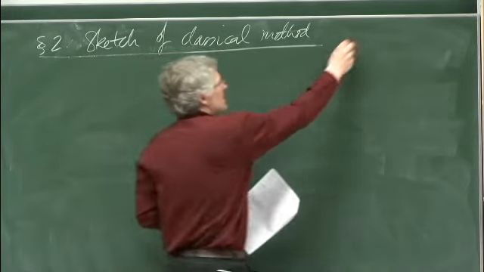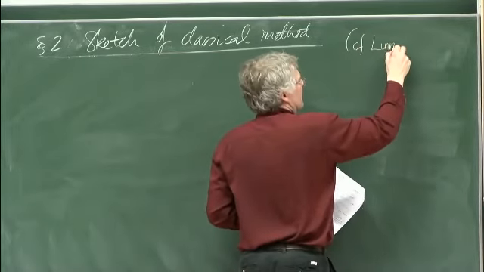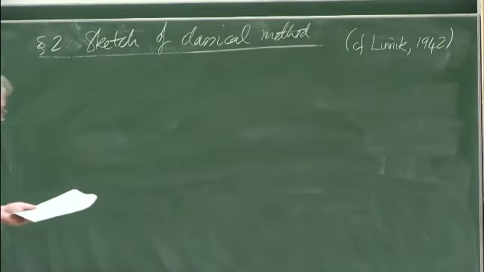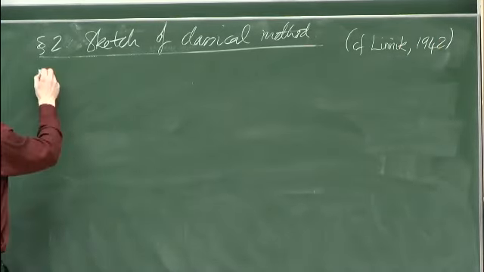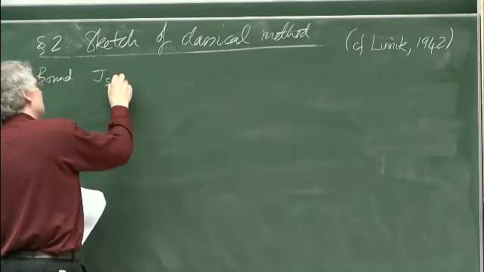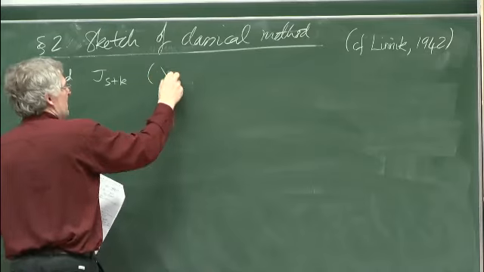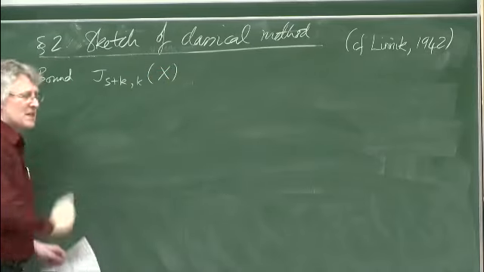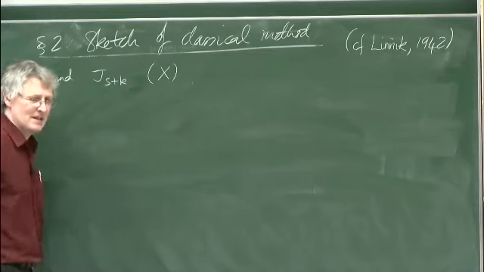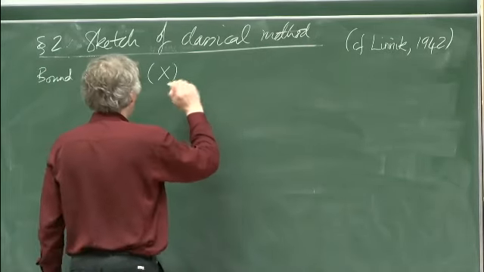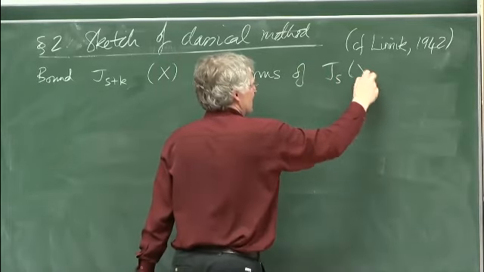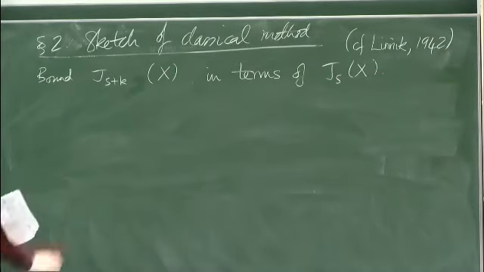So I should emphasize this is really pretty much what Linnik did in 1942. And the strategy is to bound J_{s+k}(x). So my notation, I had J_{s+k,k}, and k is kind of fixed, so I'm just going to ignore that issue. So in terms of J_s(x), and I'm going to tell you what this is all about presently.